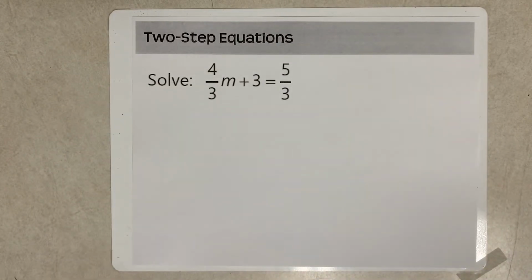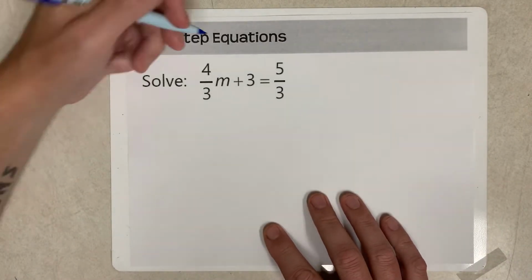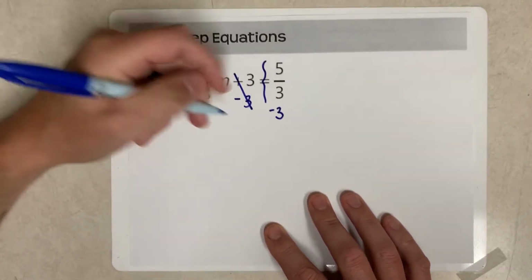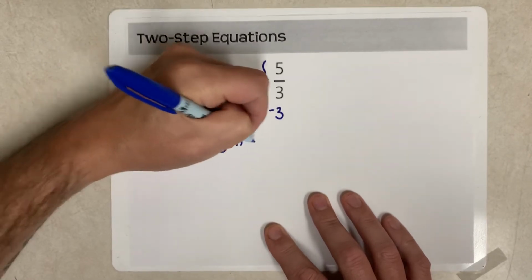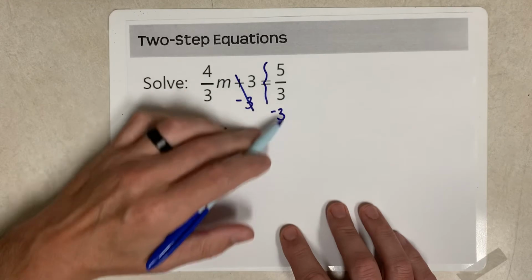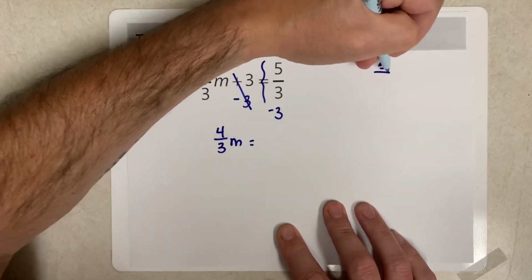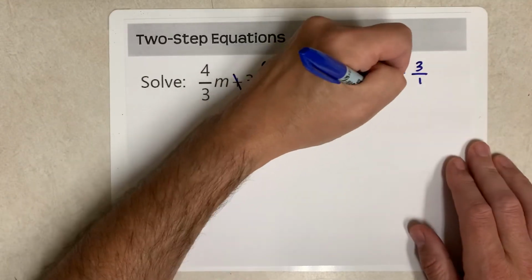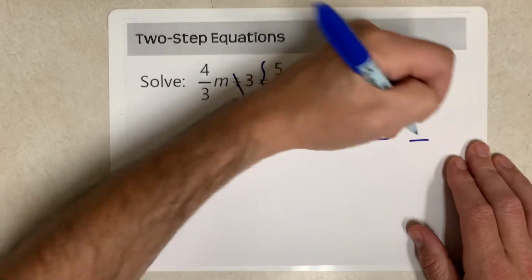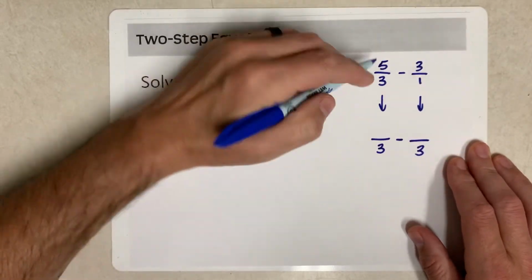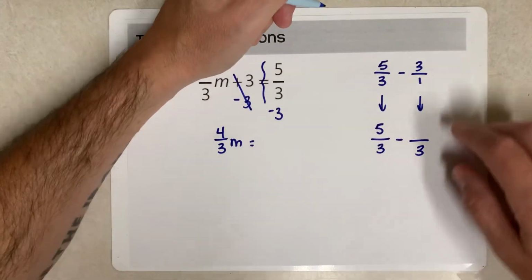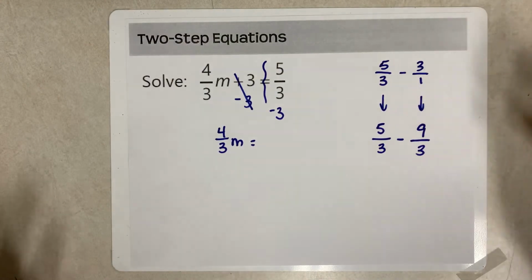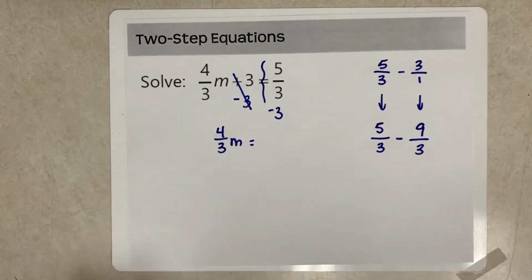So this one we're going to do both ways, just so you get some practice. All right, so here's our problem. We're going to subtract 3, subtract 3. Bring down my 4/3 m equals. But now I have to calculate this. So 5/3 take away 3 over 1. Okay, common denominator is 3. That 5 stays because 5/3 didn't change. 1 times 3 is 3, 3 times 3 is 9, and so 3 over 1 is the same thing as 9/3. 5 take away 9 is negative 4.